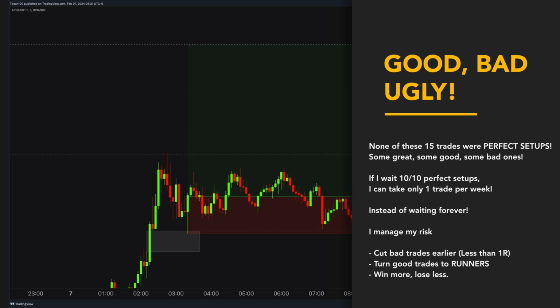If I wait for 10 out of 10 perfect setups, I can maybe take one trade per week. Sometimes I enter bad setups and I win. Some days I enter great setups and I lose. However, I always try to take clearer setups as much as possible. Also, I do not focus on 1 or 2 trades. I focus on the results of 100 trades.